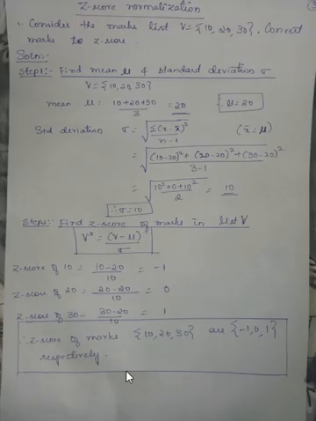So the new normalized values we are getting: the z-score of marks 10, 20, 30 is minus 1, 0, 1. So basically here you can see that these values are in the range of minus 1 to 1. So that was the three problems that we have discussed.